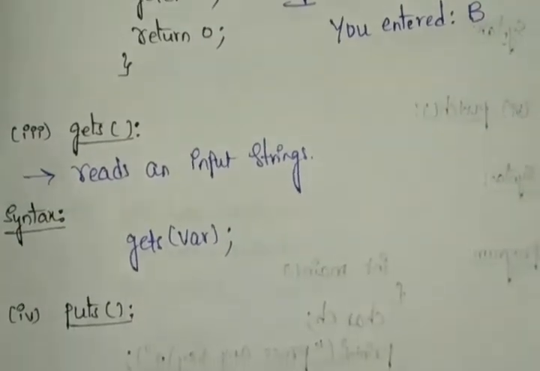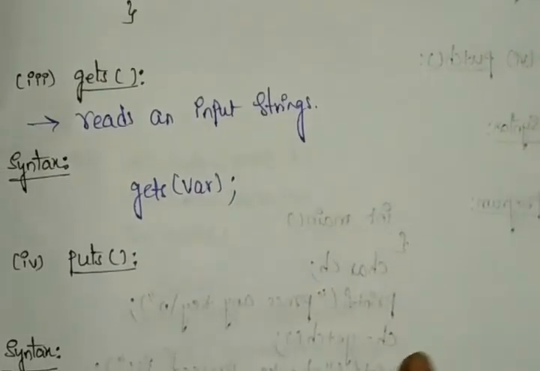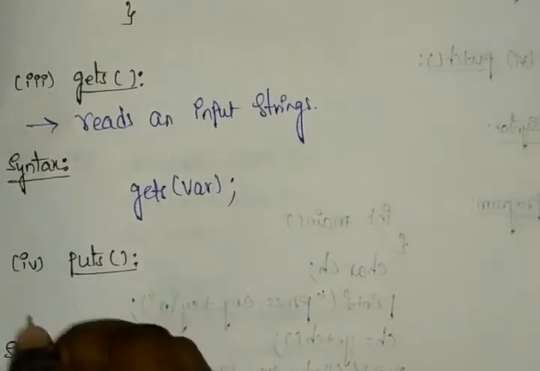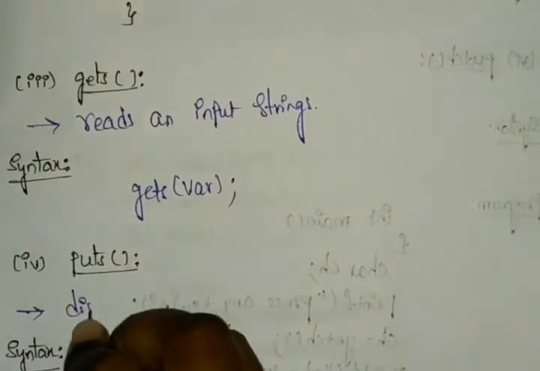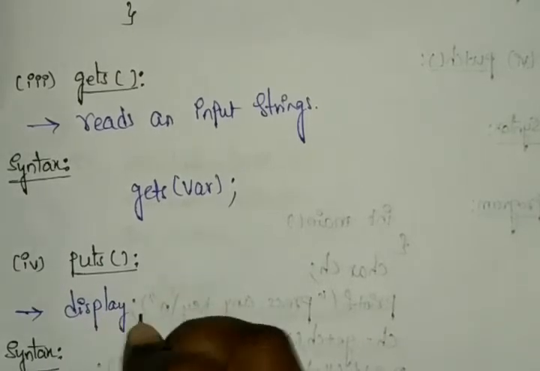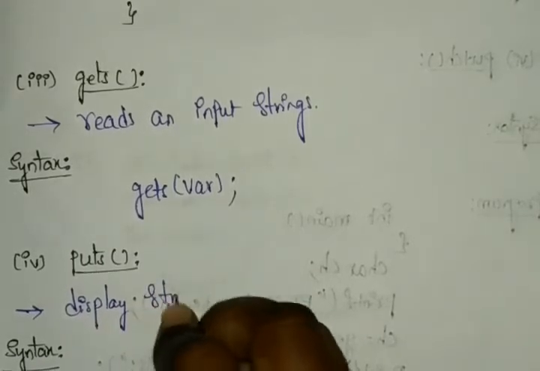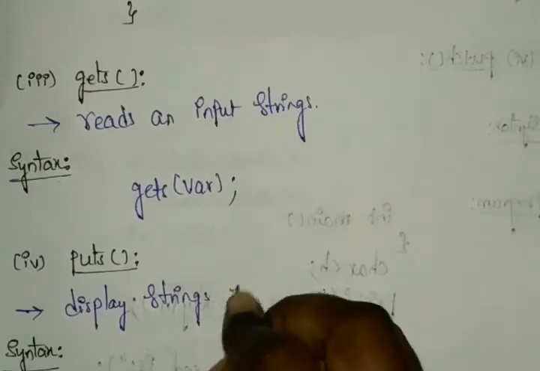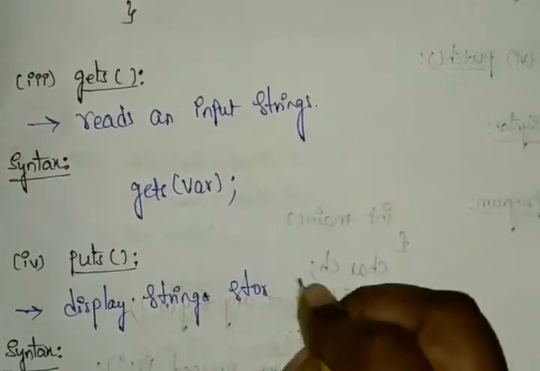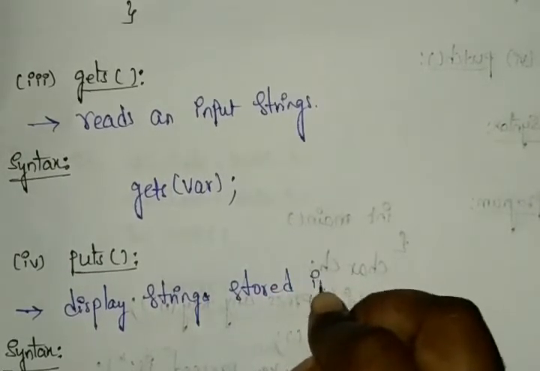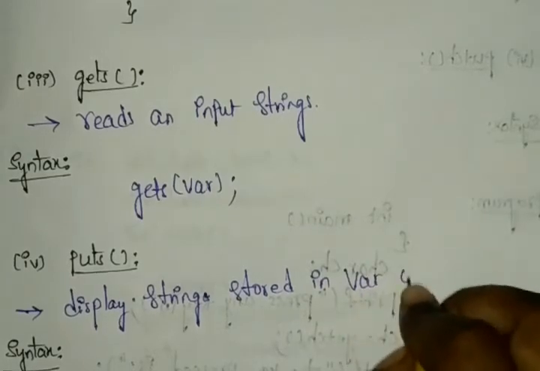And next you can see we have puts. In this function you can display the string that is stored. Whatever string you stored in the variable can be displayed in the output. It displays a string stored in var on the screen.